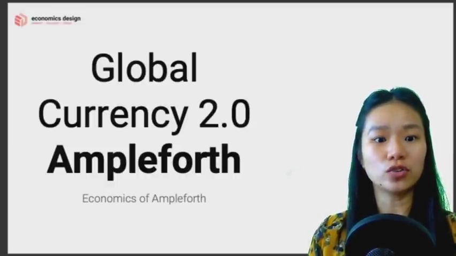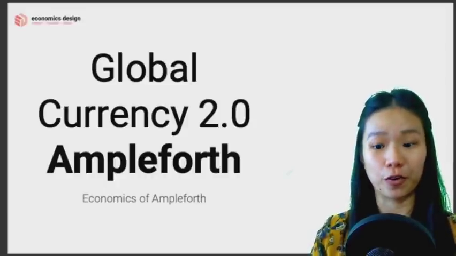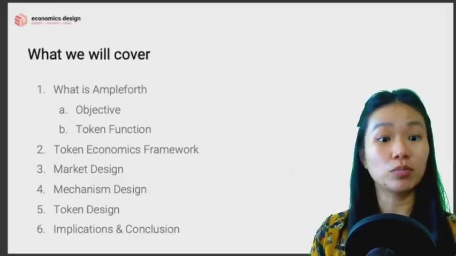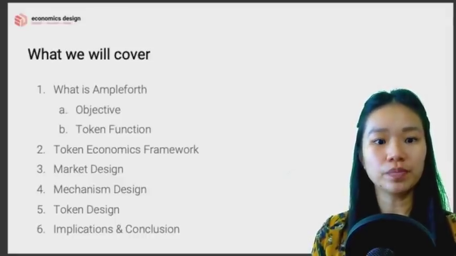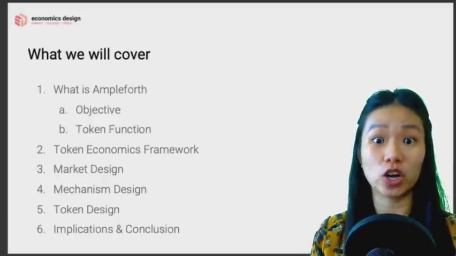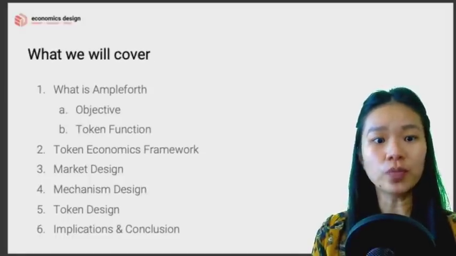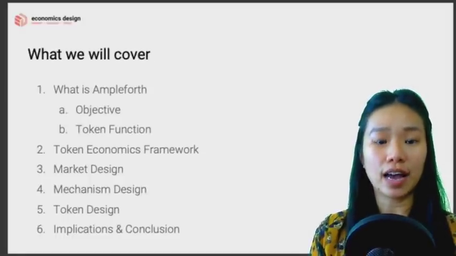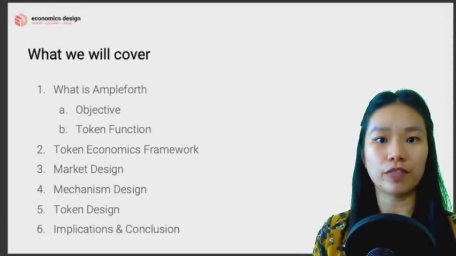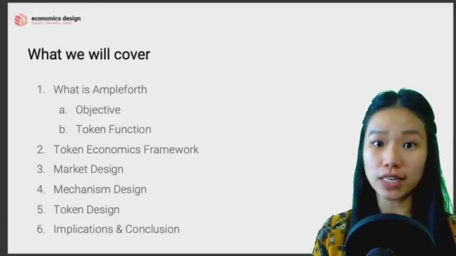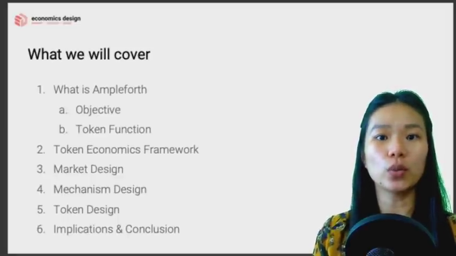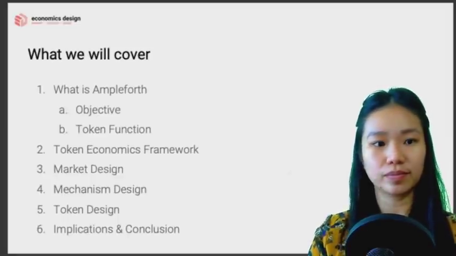In this episode, we're going to focus a lot on the economics of Ampleforth. We're going to cover a couple of things. What Ampleforth is, the objective of Ampleforth, the token function, and we're going to break the entire economics of Ampleforth down according to the token economics framework. For those of you who don't know what the token economics framework is, I will have a short session over there, and then we're going to break it down according to the various pillars in the framework. So we have market design, mechanism design, and token design. Lastly, I'm going to conclude with implications and conclusions.